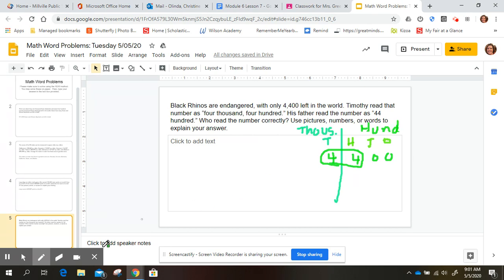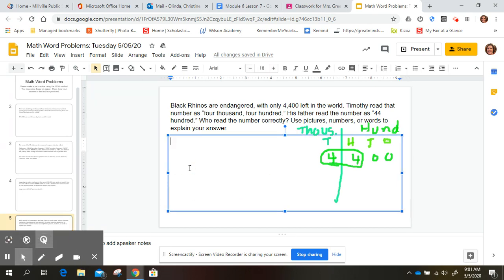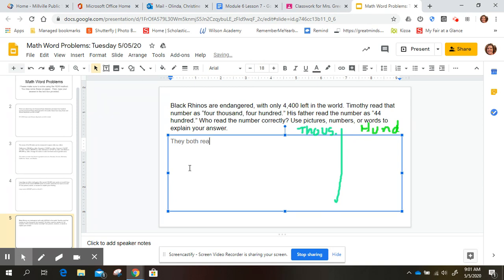So it says who read the number correctly? The answer would be both. They both read the number correctly. You can say 4,400 or 4,400, and it is still the same number. All right, there you go. Hope this helps.